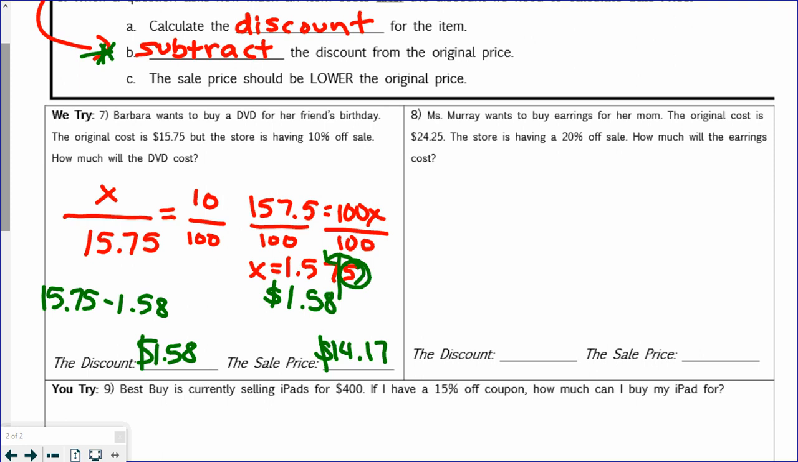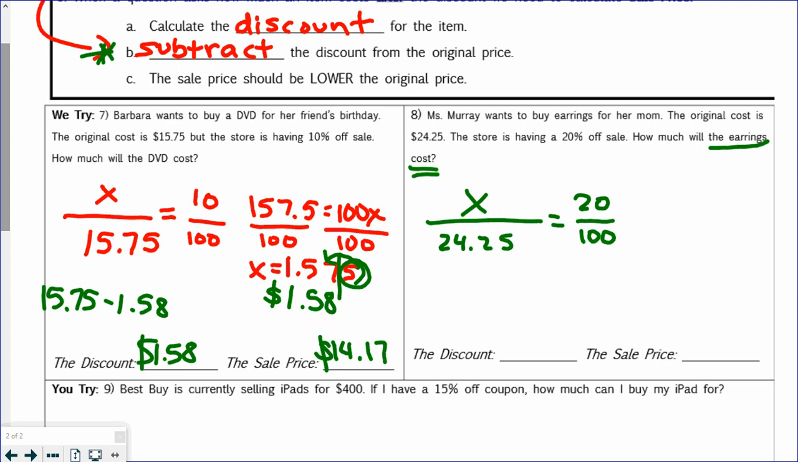All right, number 8, Miss Murray wants to buy earrings for her mom. The original cost is $24.25. The store is having a 20% discount, 20% out of 100. How much will the earrings cost? Notice the question says how much will the earrings cost, not what is the discount. So we will have to subtract this because how much will the earrings cost is really what is the sale price. Okay, so we'll cross multiply first.